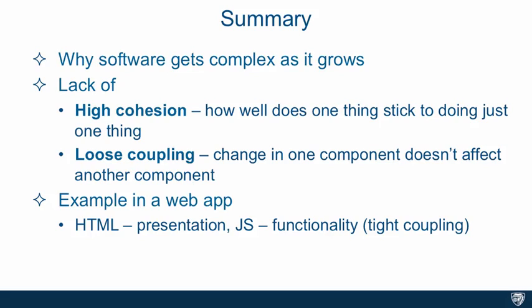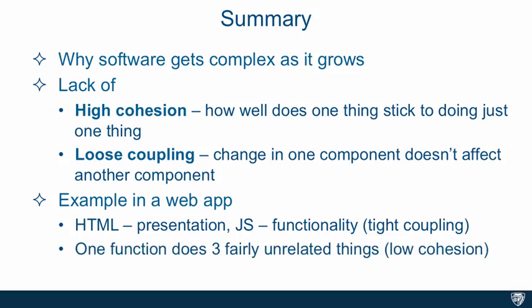HTML, remember, is just presentation, and JavaScript is our functionality. So when things inside HTML or changes inside HTML directly affect and make us change things inside our JavaScript, that's an example of tight coupling that we would really want to avoid. And an example of low cohesion was when our one function really seemingly did three fairly unrelated things. So what we really want in our software is high cohesion and loose coupling. And as we go forward, you'll see how AngularJS lets us accomplish these goals.